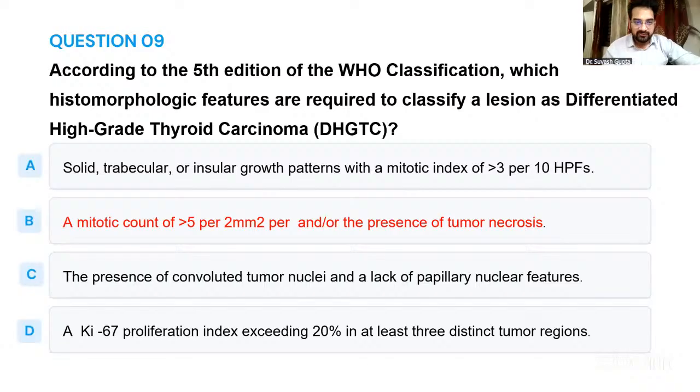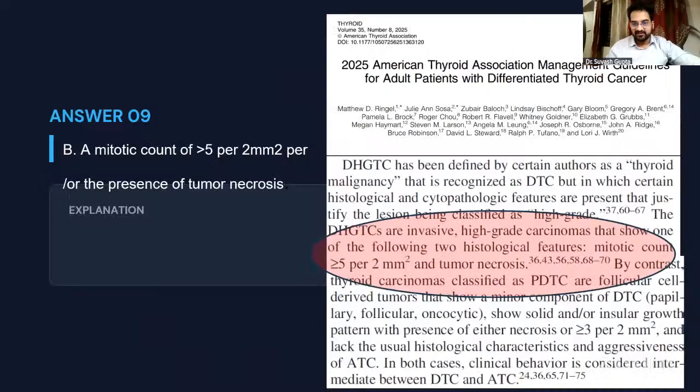Second last question. According to the 5th edition of WHO, morphological features required to classify as DHGTC, that is differentiated high-grade thyroid carcinoma. Answer is mitotic count of more than 5 per 2 millimeters square or the presence of tumor necrosis, as also mentioned by Dr. Sasi sir in his talk, as mentioned in the 2025 ATA guidelines.